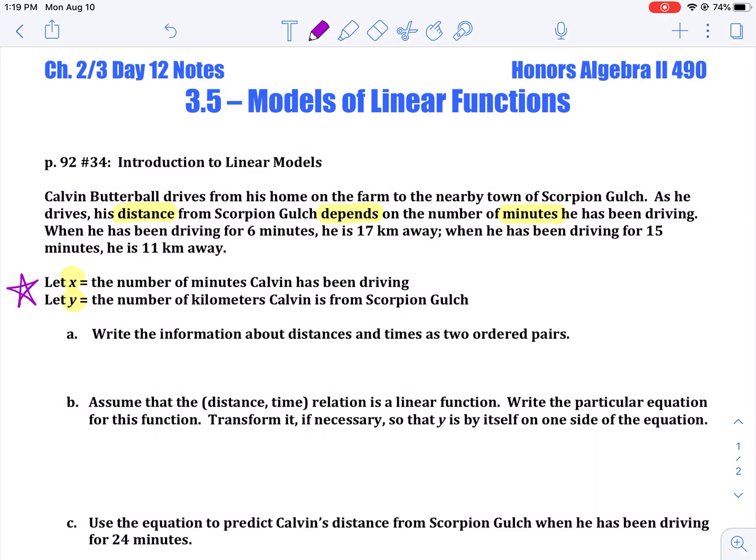And it does make sense that at 6 minutes, he's 17 kilometers away. So from there, we can write the information about distance and time as two ordered pairs. Your x is 6, your y is 17. Then he tracks at another time. When he's been driving for 15 minutes, he's 11 kilometers away. So your x is 15, your y is 11. Again, all depends on you labeling your variables.